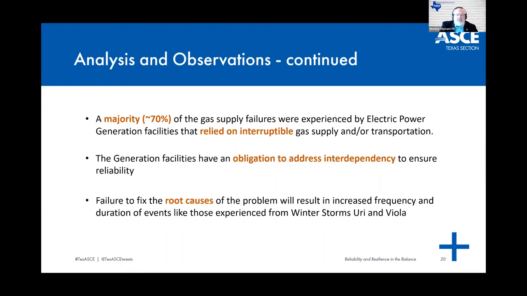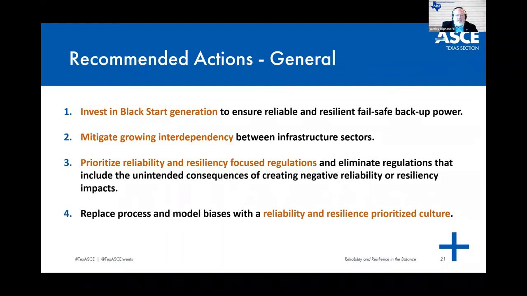Failure to fix the root causes of this problem will result in increased frequency and duration of events like those experienced from winter storm Uri and Viola, because electrification interdependencies are not going to go away. They're going to continue to be in place, and it's going to get worse if we don't address them now. What are the recommendations the team developed?